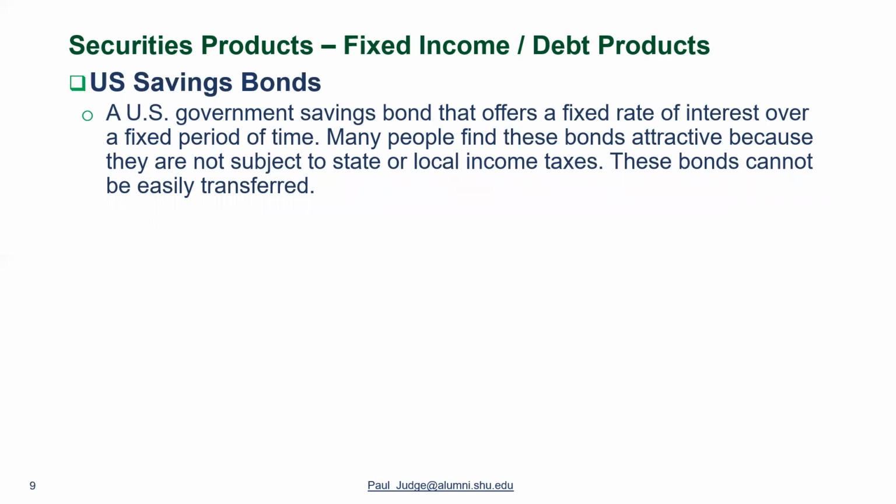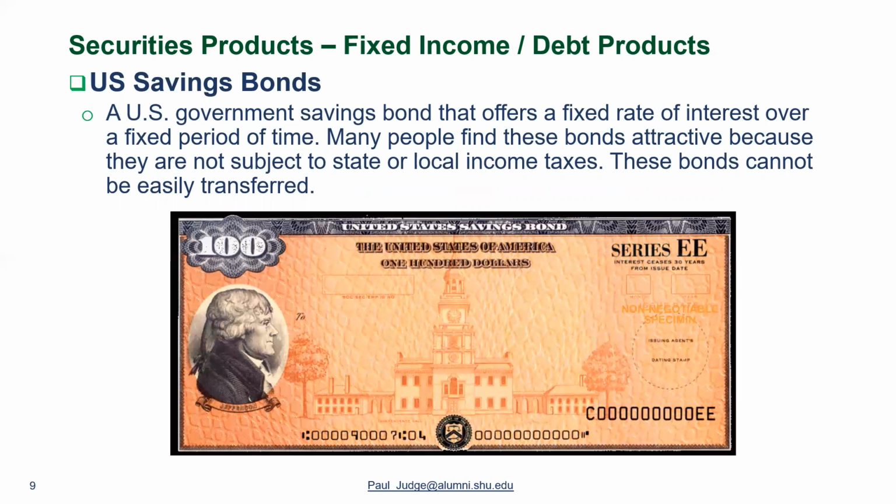The next thing here, I mentioned this other U.S. government product, which are savings bonds. I think everybody sees these at some point or another. I used to work at a place where out of my paycheck, every paycheck, the company would take money out and buy savings bonds. Savings bonds are great investments. As I said, the U.S. government savings bonds offer a fixed rate of interest over a fixed period of time. Many people find these attractive because they're not subject to state or local taxes.